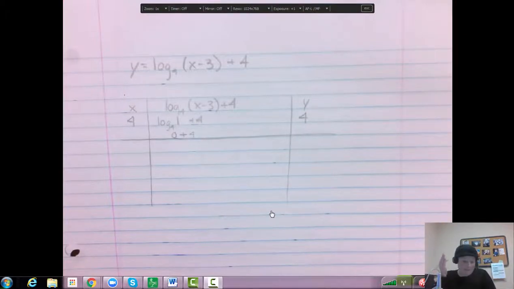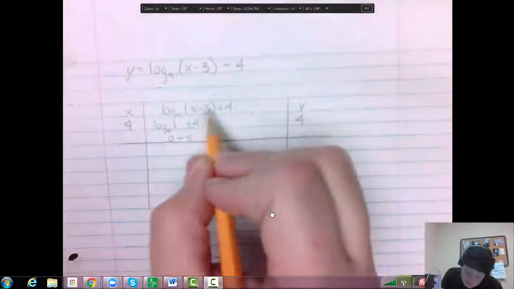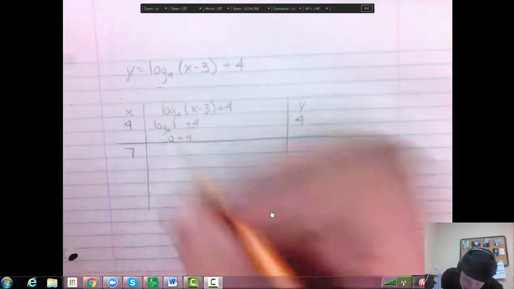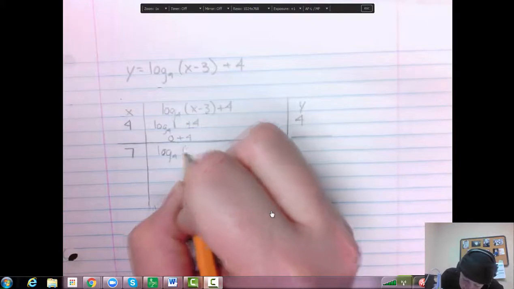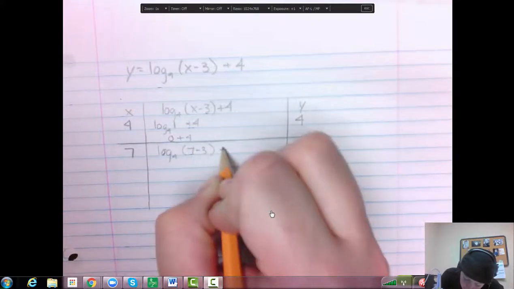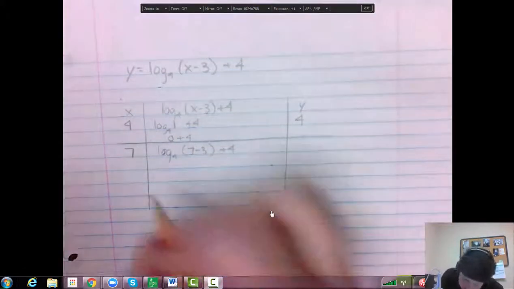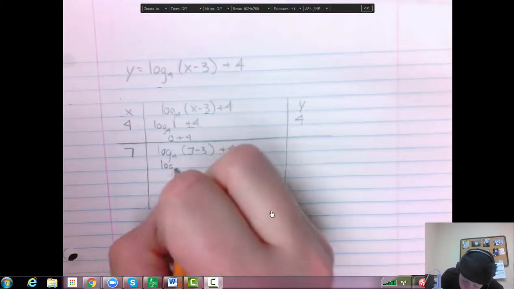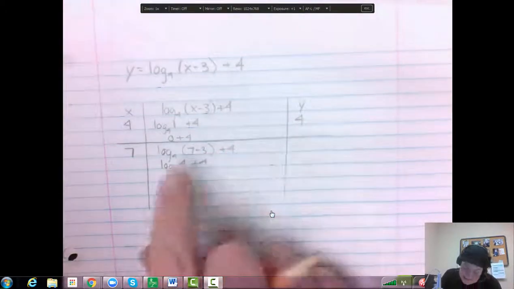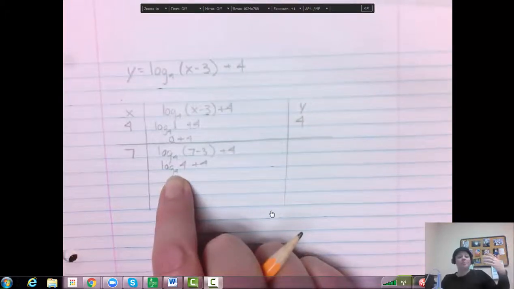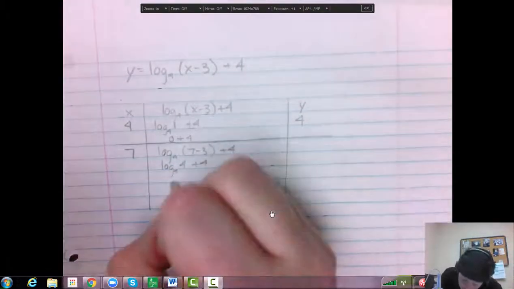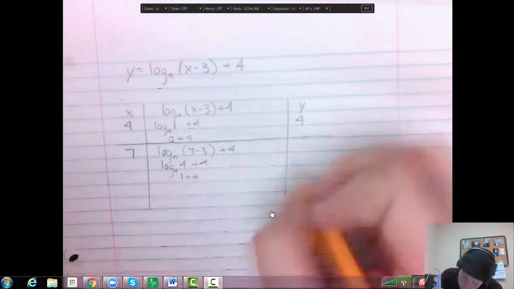What number would make it a 4 in that parentheses? It would be a 7. So I'm going to put that number in. So I'd have log base 4 of 7 minus 3, plus 4. Well, 7 minus 3 is 4. That's why we picked it. So what is log base 4 of 4, plus 4? What does this part convert to? 4 to what power is 4? It would be 1. Okay, so this would be 1 plus 4, which would give us 5.